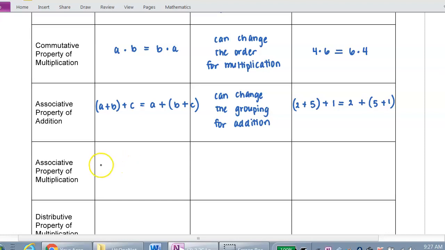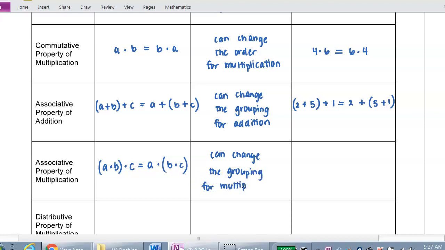The associative property of multiplication is similar, of course. On the left side, we'll say that A times B, in parentheses, so grouped, times C is equal to A times the quantity B times C. And a similar meaning is that we can change the grouping for multiplication. So the way in which the factors are grouped will not affect the product.